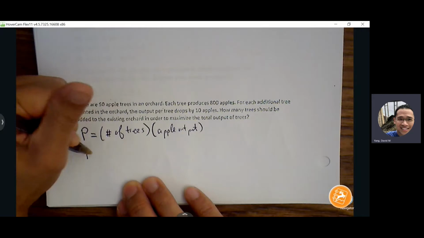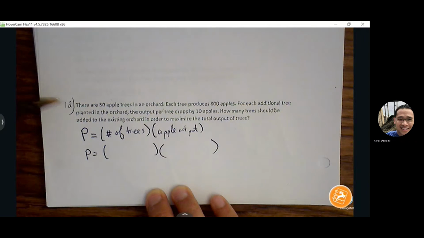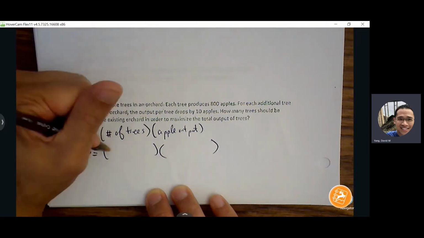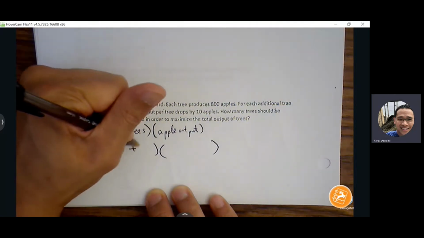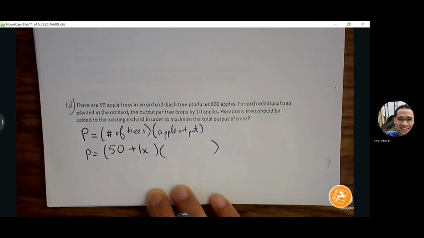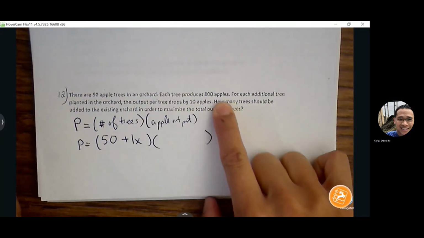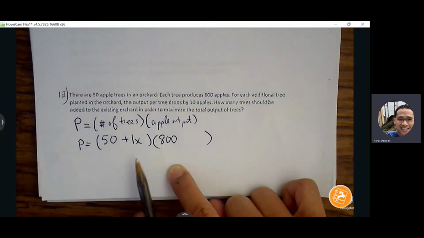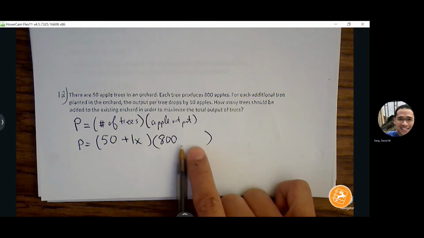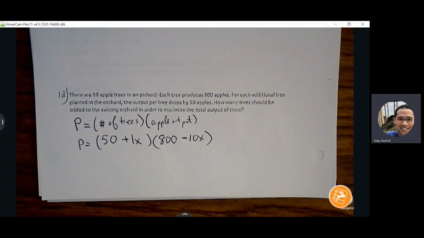Okay, but really you just have to know that there's going to be an addition element and a subtraction element here. So we start off with 50 trees. And then each tree that we add, there's going to be a decrease in the number of apples per tree. So each tree starts off at 800 apples. But then each time we add a tree, what happens? We lose what? This 10 apples. So there's always this, we add something and we lose something at the same time.